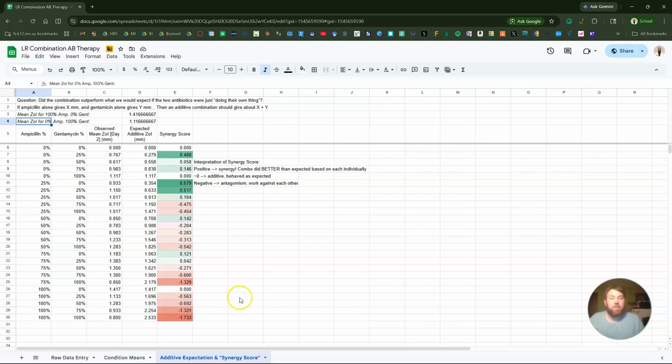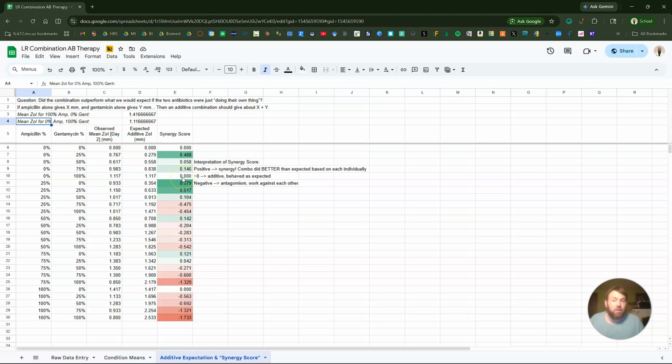Now, the way to think about this is just as we said, if there is a positive number here, like we have with the green values here, and some of them are a little bit less green, so a little bit less exciting of results. But if it is green, that means that they had a more massive zone of inhibition than was predicted or expected. And that's synergy. Those two antibiotics worked together better than expected of each individually.